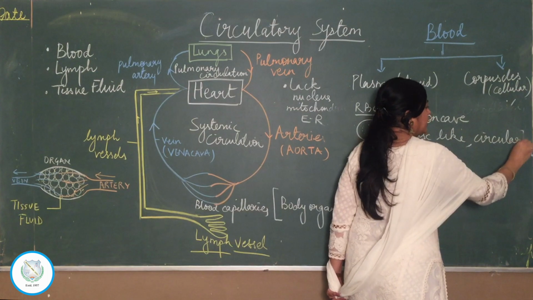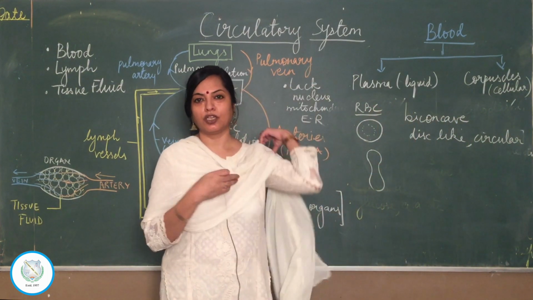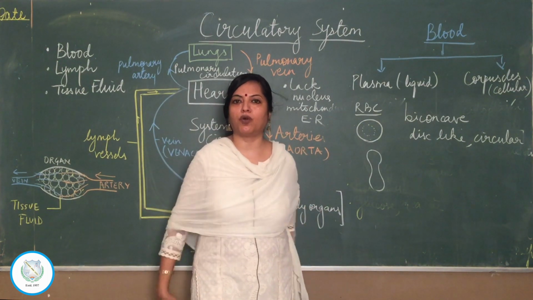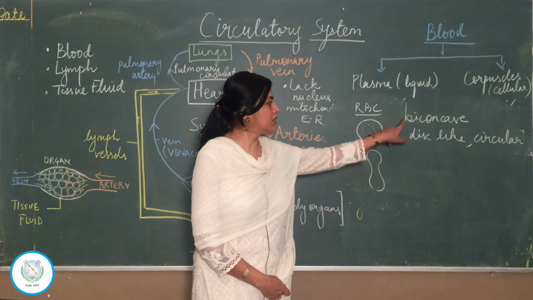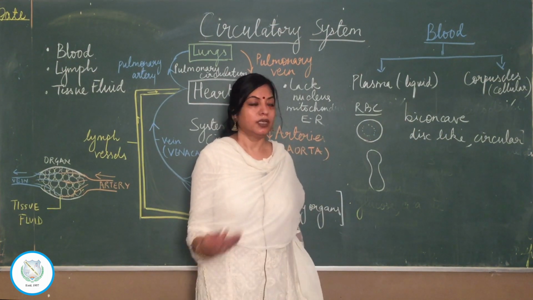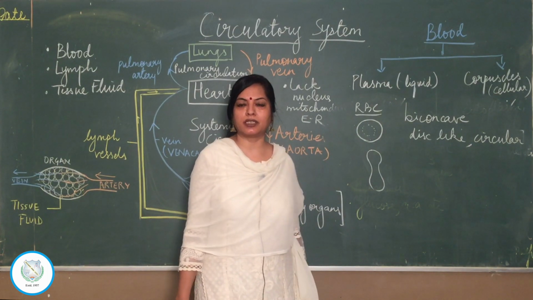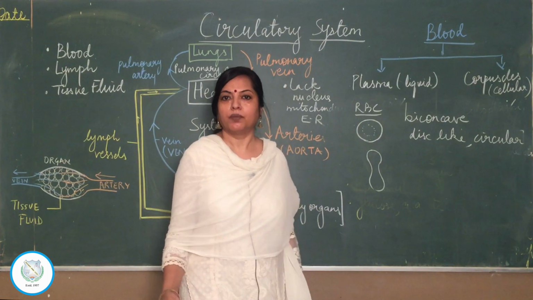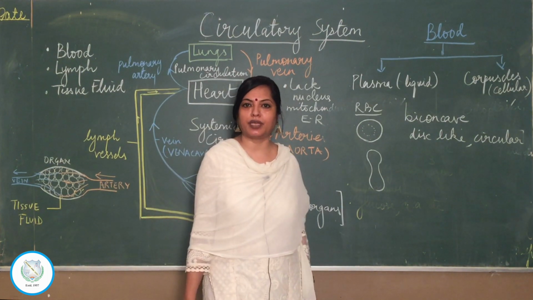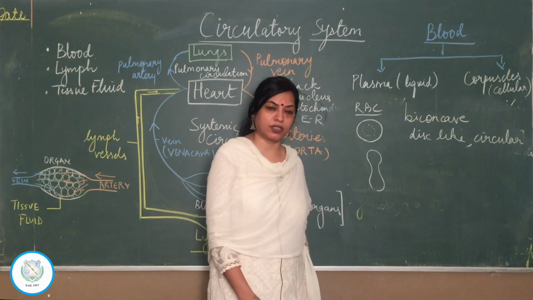Now why are they biconcave? Because the nucleus in them goes missing. So there is empty space inside it, and so depressions develop on both sides. Now how does this shape help it in performing the function it has to perform? This shape increases the surface area. So now RBCs can absorb or take up more oxygen. So the biconcave shape increases their surface area and enables them to carry more oxygen.